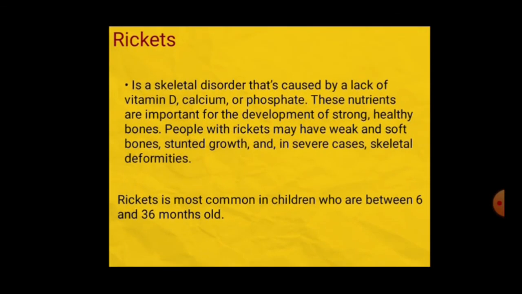Rickets is a skeletal disorder that is caused by lack of vitamin D, calcium, or phosphate. These nutrients are important for the development of strong, healthy bones. People with rickets may have weak and soft bones, stunted growth, and in severe cases skeletal deformities. Rickets is most common in children who are between 6 and 36 months old.